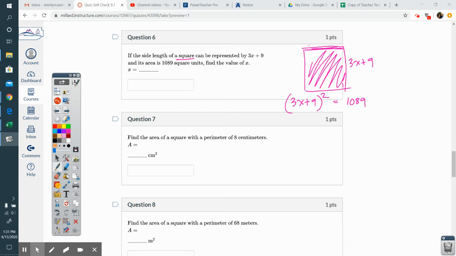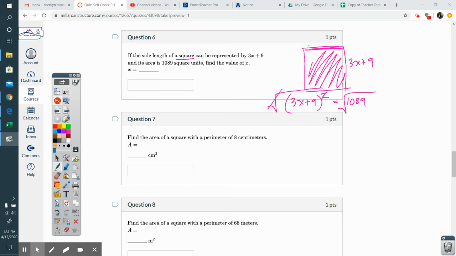Okay, because length times width equals what the total is. Now, since this is squared and this is 1,089, I can take the square root of both sides to get rid of this squared term, because square root and squared are opposite functions.